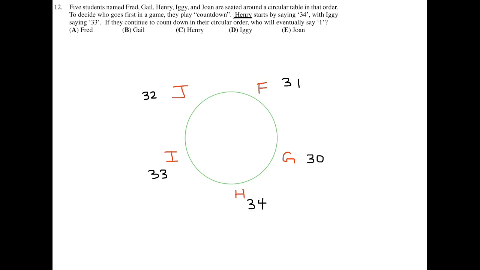So when it gets to H, Henry will say 29. And I'm not going to write all of the numbers, not necessary, but what we can notice is that every time we get to H, or Henry rather, he's counting down by 5. So it's going to be 24, 19, 14, 9, and then finally 4. And then once he gets to 4, we can do that pretty quickly: 3, 2, and 1. So 1 will be said by Fred. So the answer to number 12 is A.